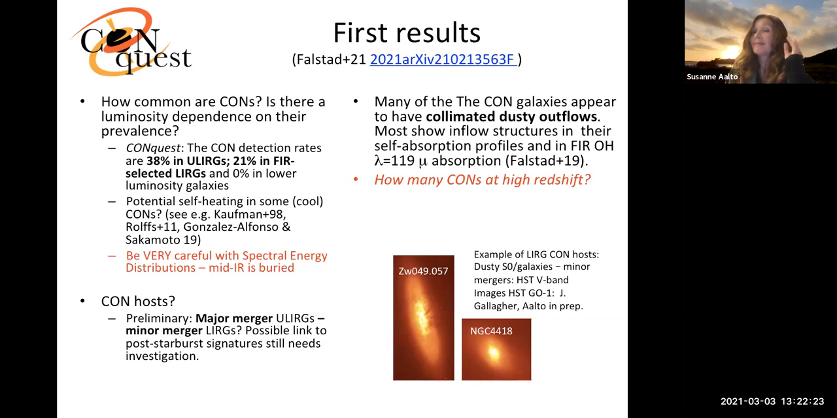I'm going to try and move towards the end of this presentation. The con hosts seem to be major mergers or minor mergers, so there's a link to interaction, but this is something we still have to determine. They have collimated dusty outflows, so they don't seem to be statically in this extremely obscured phase, but they seem to be in this phase long enough to impact the statistics of ULIRGs and LIRGs.